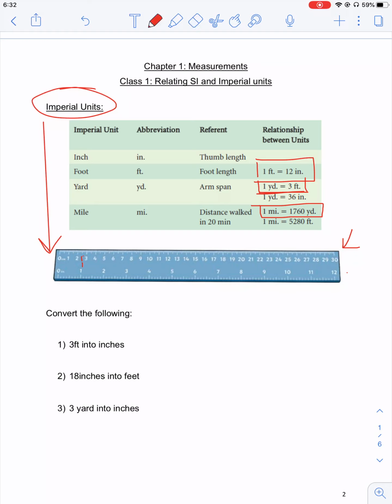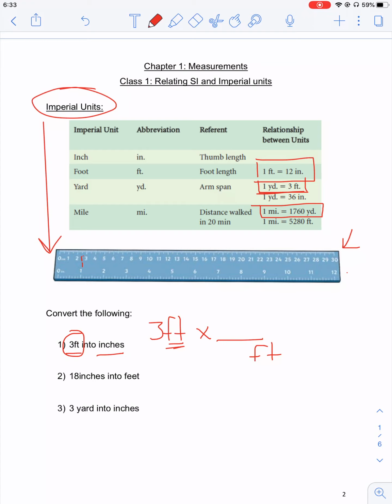So we have to change 3 feet into inches. Okay, so let's start off with what we're given. We are given 3 feet. Now I have to change this into inches. So I have to multiply this with the ratio that I know. But remember, because I have feet on top, I need this to cancel out. So I'm going to have to put feet at the bottom, right?